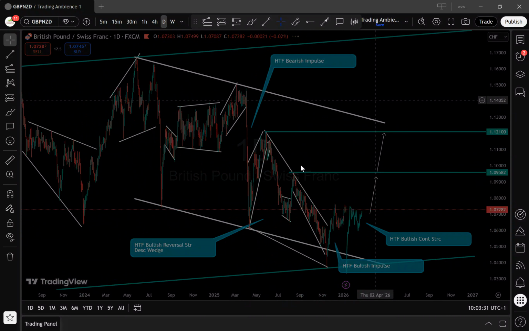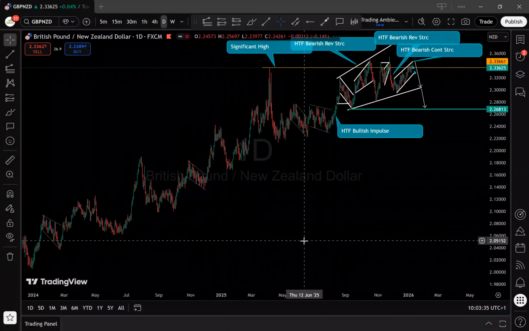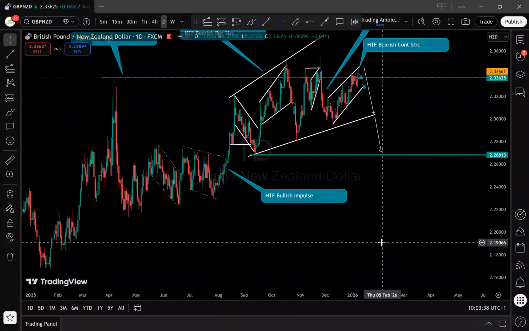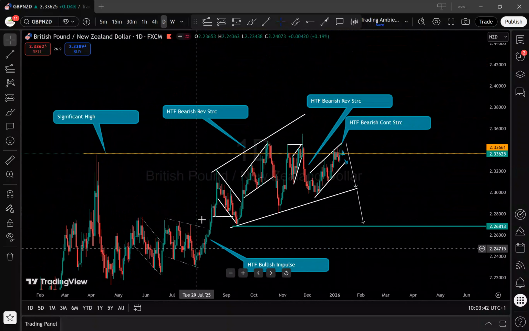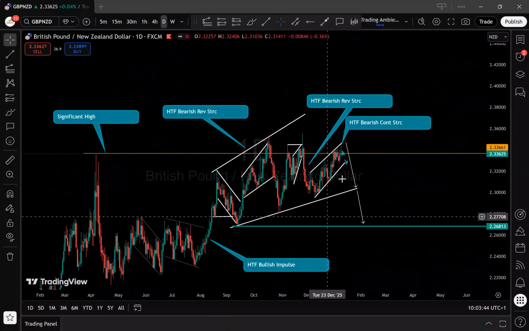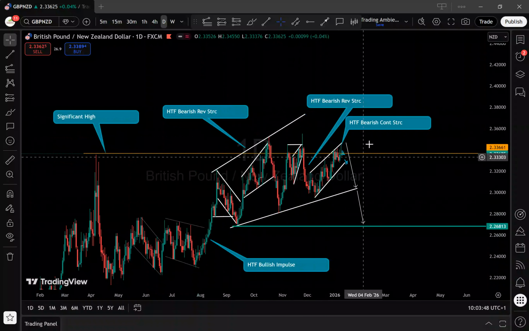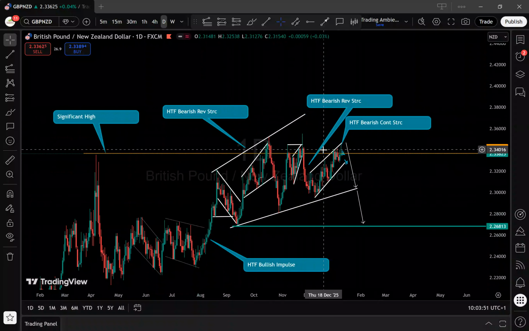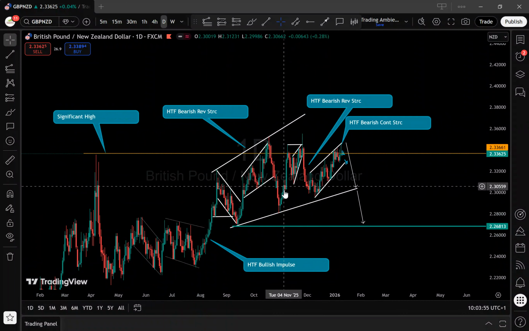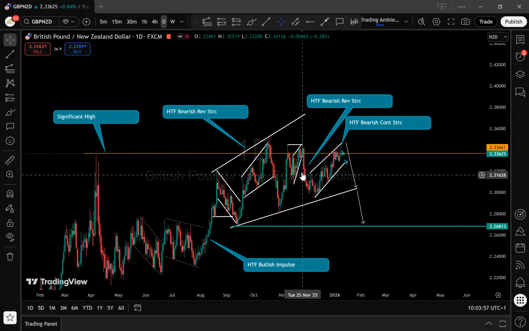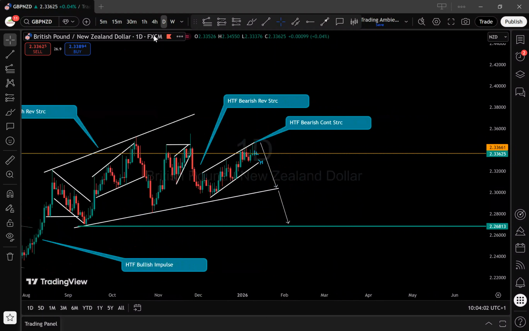Next pair to check out is GBP New Zealand dollar, pound New Zealand dollar. On pound New Zealand dollar, we have this high, we have that high, and we have a bullish impulse, bearish reversal structure right here. We have this ascending broadening wedge. Within this wedge, we have multiple bearish price actions, just like we said last week. So looking at this, we have a bearish impulse, bearish continuation structure at the moment.